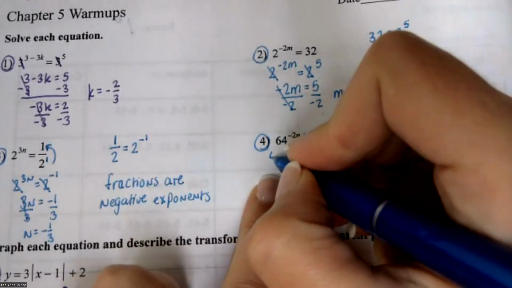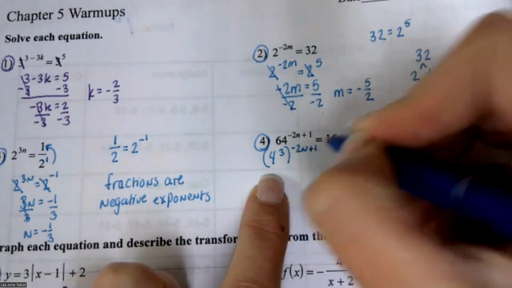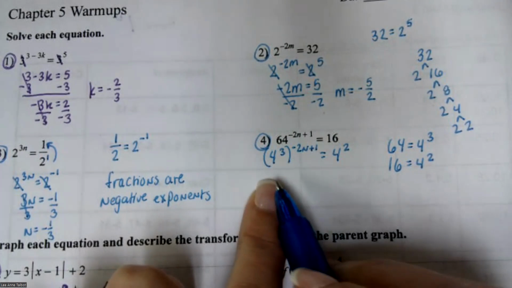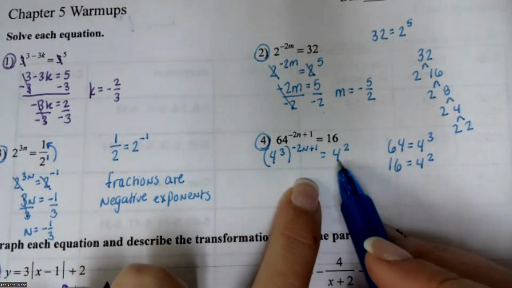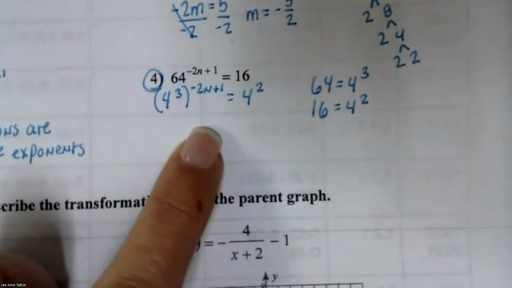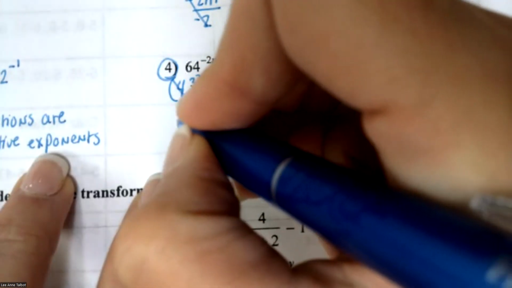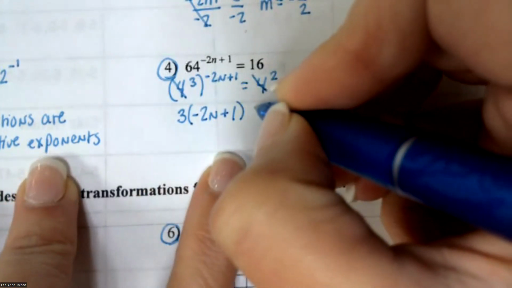Okay, so 4 to the third, -2n plus 1 equals 4 squared. I took 64 and substituted 4 to the third in for that, and I took 16 and substituted 4 squared in for that. Do you think this is easier or harder than the fraction one? Okay, so now you can cancel out the 4s, and just as Gio said, this becomes distributive property.